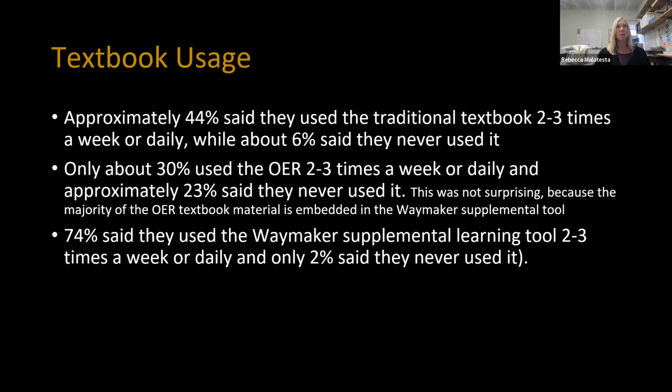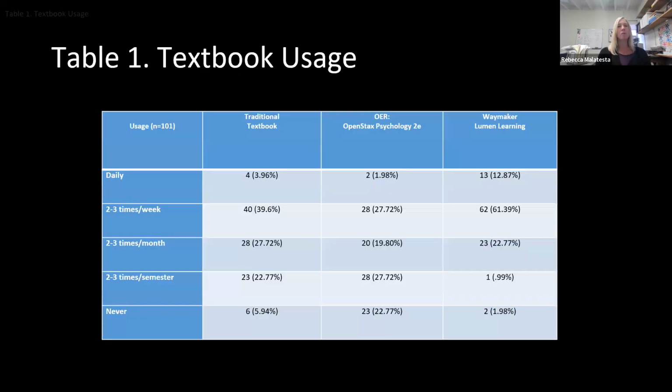So students seem to be opting to use the Lumen tool 2 to 3 times a week or daily, which meant that they were reading the textbook less often. And the data supported this. 74% said they used it 2 to 3 times a week or daily, and that's reflected in this table.